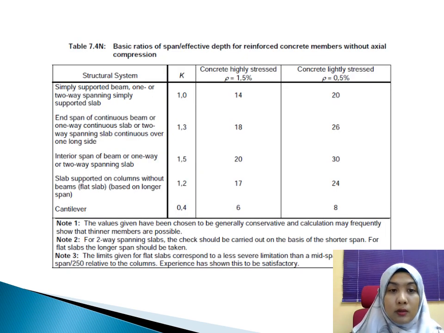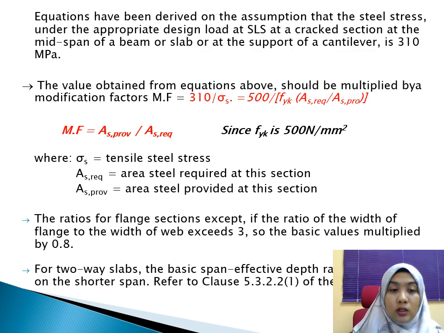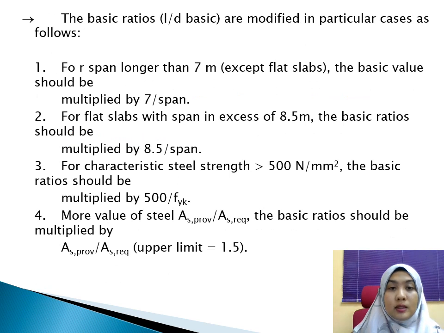Okay, and then you refer to table 7.4n, and for the K value, depending on the type of the beam that you have designed, simply supported, the end span or the interior span. And then you calculate your modification factor and multiply it with the L over D basic value just now, and you get your allowable deflection, L over D allowable.